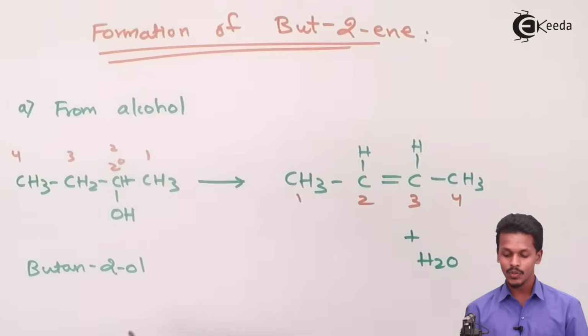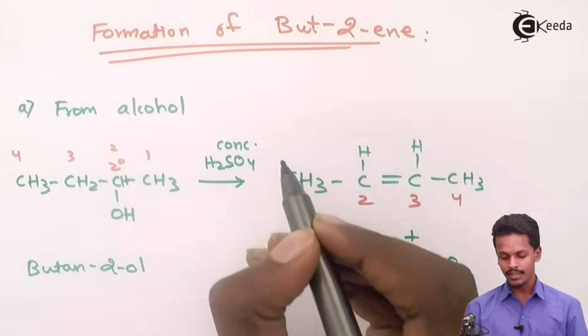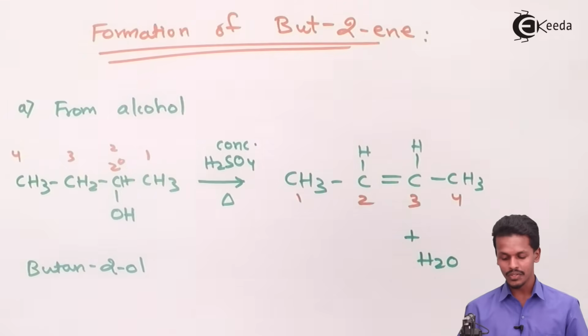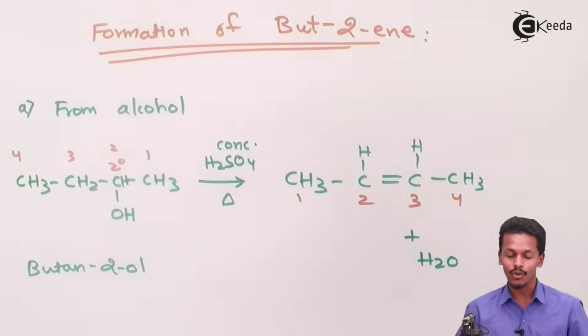But the reagent that should be used in this case is H2SO4. And again, I would recommend a concentrated H2SO4 solution, so that we will get this as the major product, and this is based on Saytzeff's rule. We'll discuss what Saytzeff's rule is in the future also. So this is how we have obtained but-2-ene from alcohol.